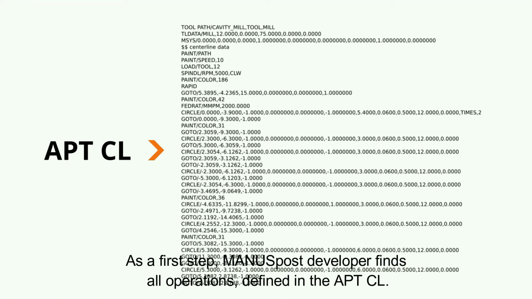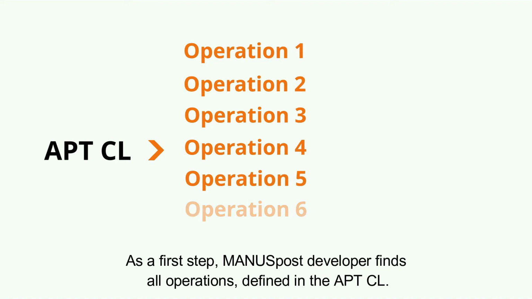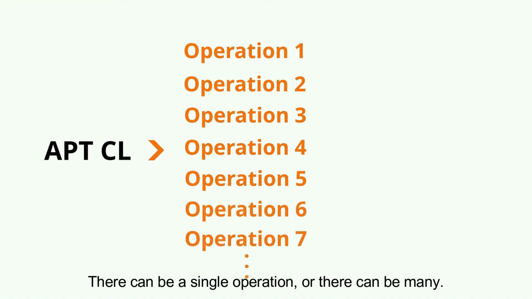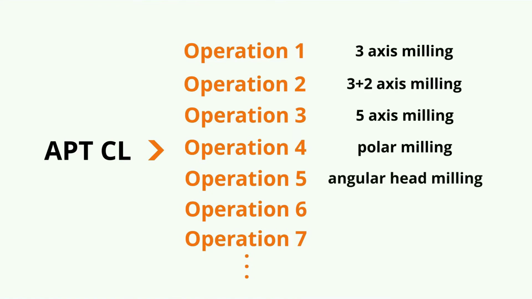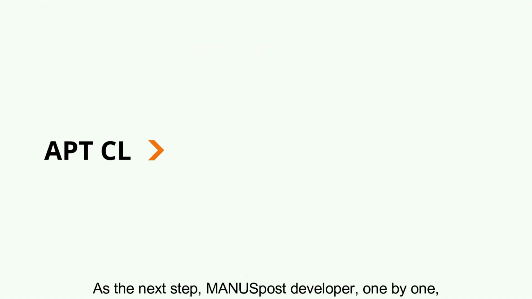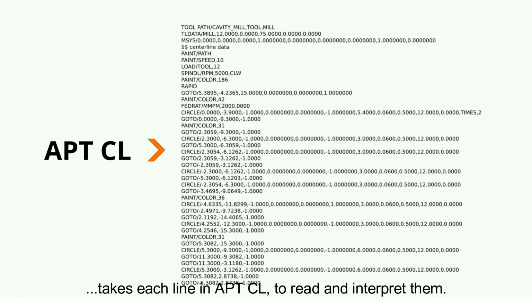As a first step, MANUSpost developer finds all operations defined in the APTCL. There can be a single operation, or there can be many. Then, the developer identifies the types of all these operations. As the next step, MANUSpost developer, one by one, takes each line in APTCL to read and interpret them.